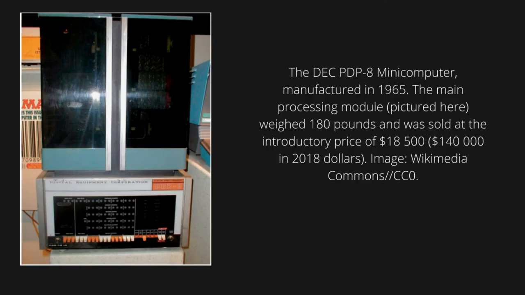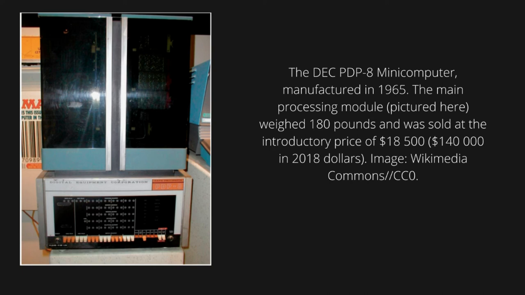The DEC PDP-8 minicomputer, manufactured in 1965. The main processing module, pictured here, weighed 180 pounds and was sold at the introductory price of $18,500, or $140,000 in 2018 dollars.